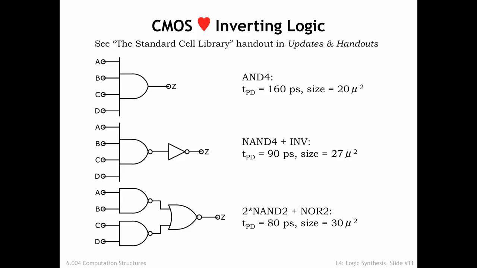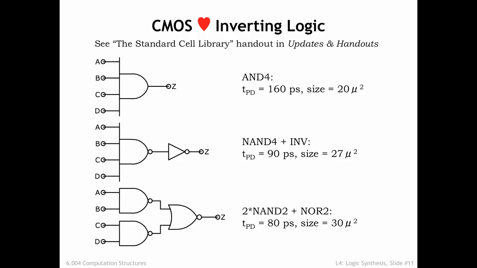function. The upper circuit is a direct implementation using the 4-input AND gate available in the library. The TPD of the gate is 160 picoseconds, and its size is 20 square microns. Don't worry too much about the actual numbers. What matters on this slide is how the numbers compare between designs.